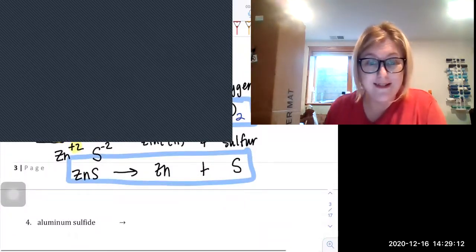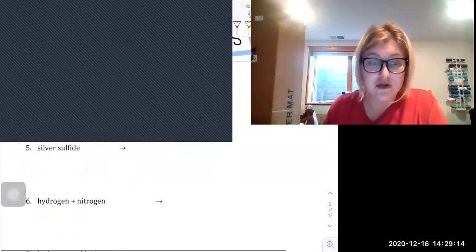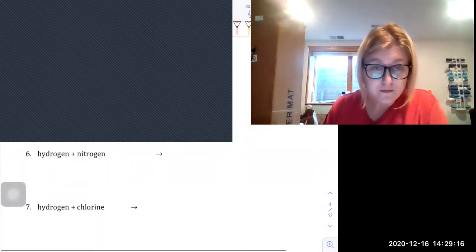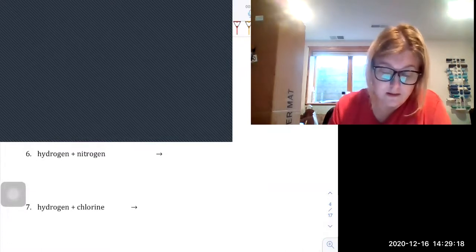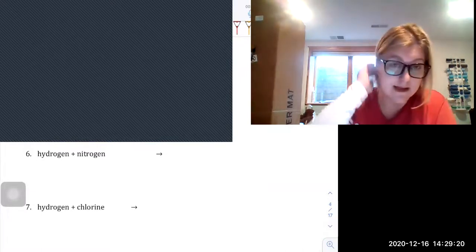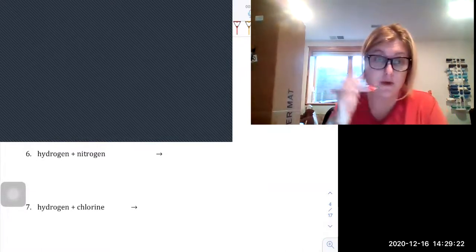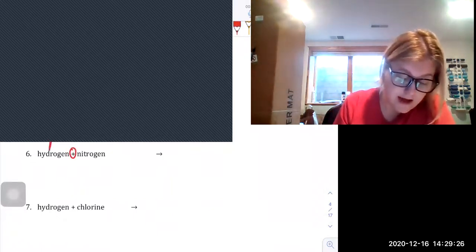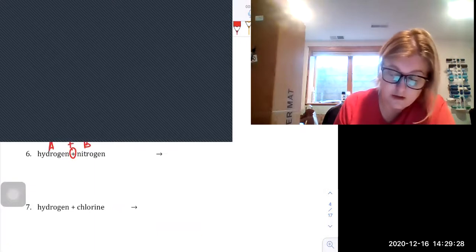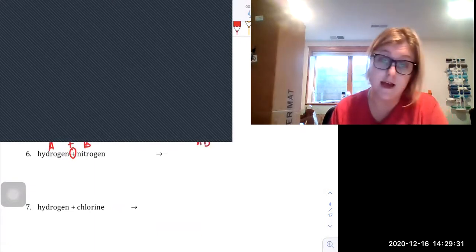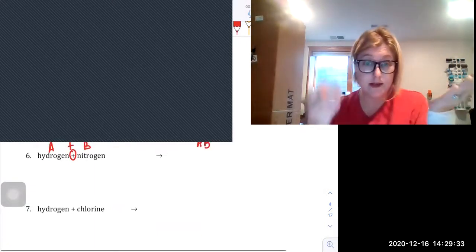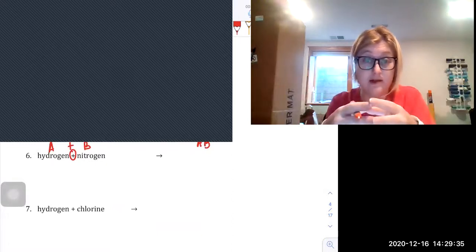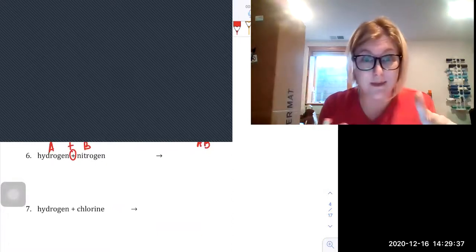Okay. All right, let's try this one. Number 6 says hydrogen plus nitrogen. So you have the plus sign. The plus sign is huge. You have A plus B, and you know you're going to get an AB on this side. So it's like a single person, and then they're coming together to make a compound. There's no more plus sign separating them.